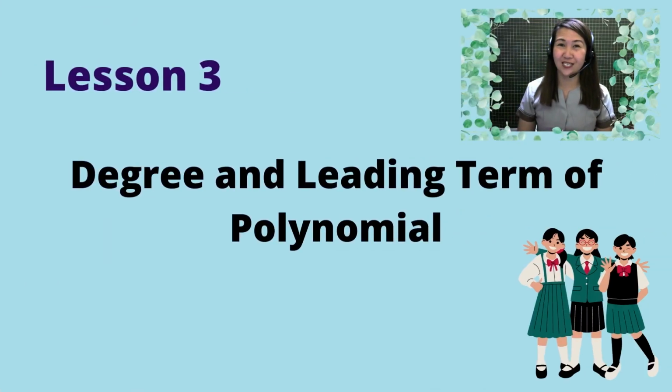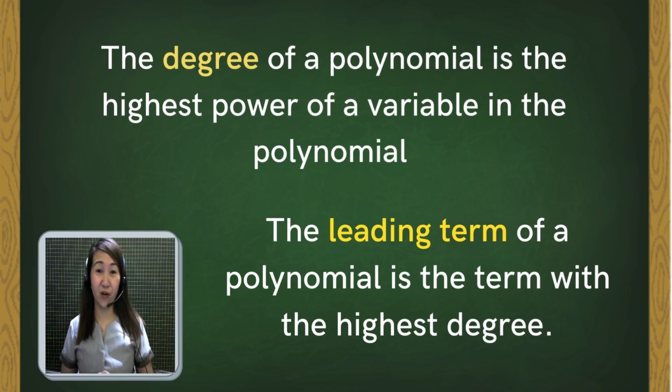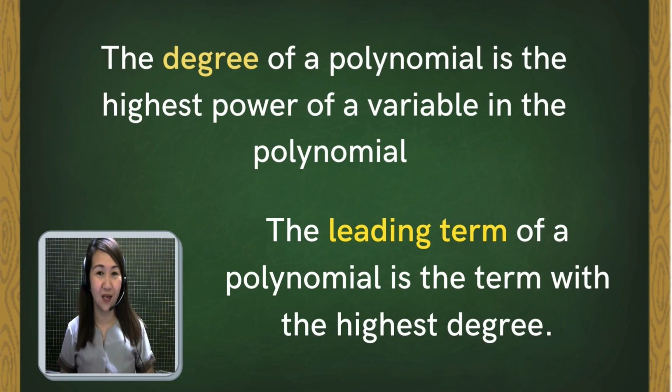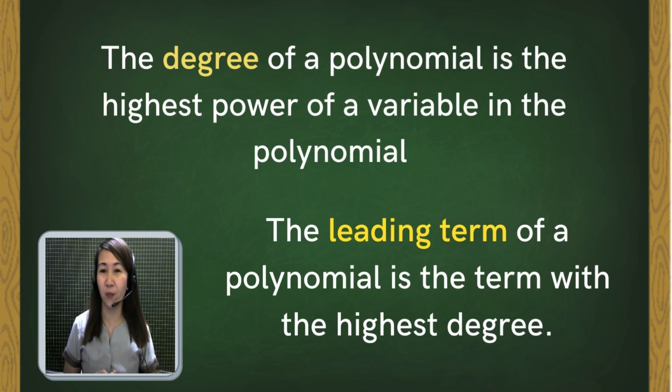Hey, congratulations! You are doing so well in our class. So let us continue. For our lesson 3, we are going to learn about the degree and leading term of polynomial. Let's start. Let us define first the meaning of the degree and leading term of a polynomial. The degree of a polynomial is the highest power of a variable in the polynomial, while the leading term of polynomial is the term with highest degree. It's easy to remember, right?